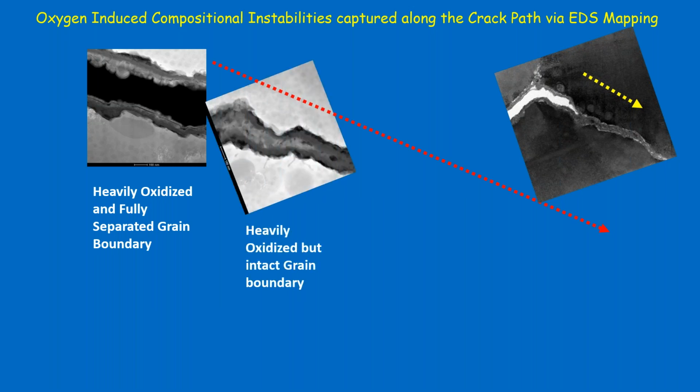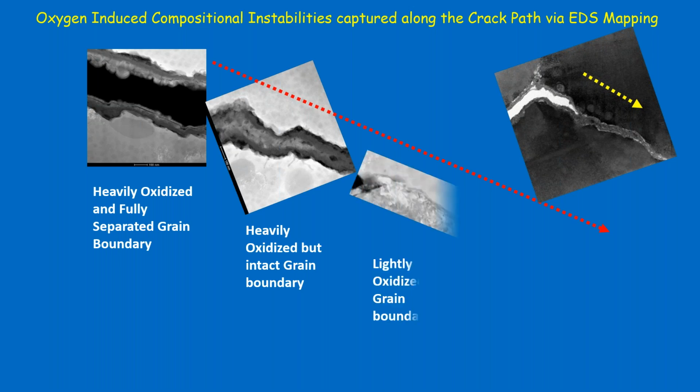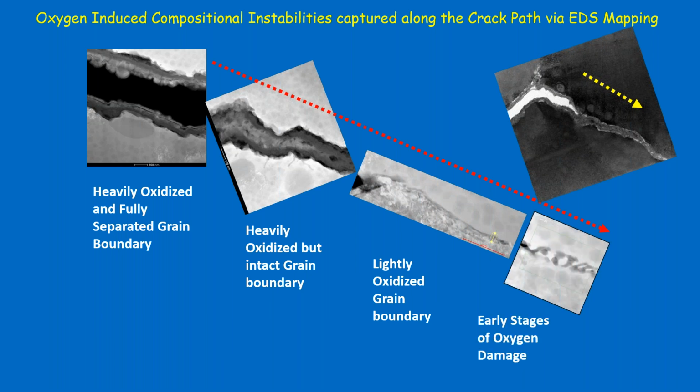As you go inside the crack, you start to see oxidation, but the oxides are still intact. And if you go further, a couple of 3 to 10 microns along the boundary, the visible oxidation has not happened yet, but you can actually capture the very early stages of oxygen damage in the rightmost image. We'll discuss that shortly.